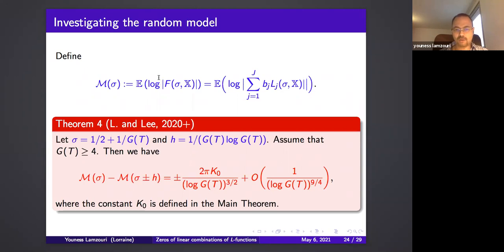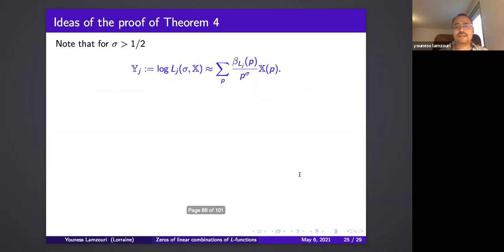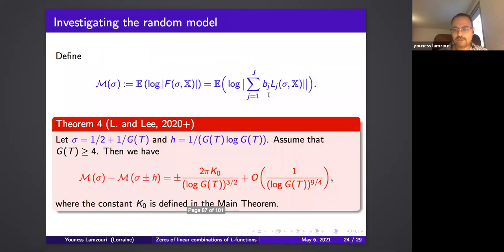M sigma will be our moment for log of the norm of the probabilistic random model. So we have a constant 2 pi k0, where k0 is the same as the constant in the main theorem, divided by log gt to the 3/2, plus some error term. And the idea here is that in fact, remember, this is the expectation of log of the norm of the linear combination of the LJs.